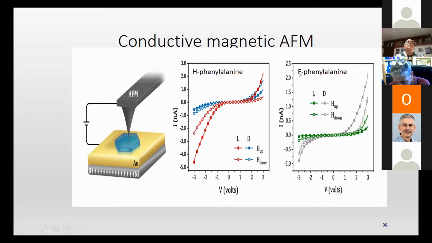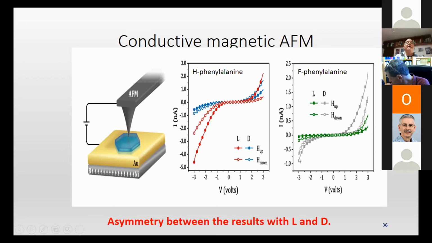We took other molecules in which we replaced the hydrogen with fluorine. Then the chirality flips. And indeed, we see the opposite here. Sorry, the D here is strong, while the L is weak. So the question is, what causes this asymmetry? Why are L and D not really showing the mirror image picture as we expect?